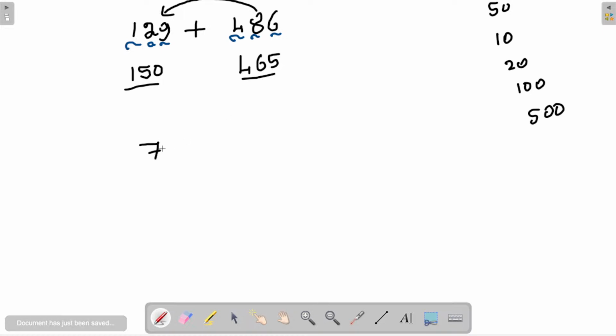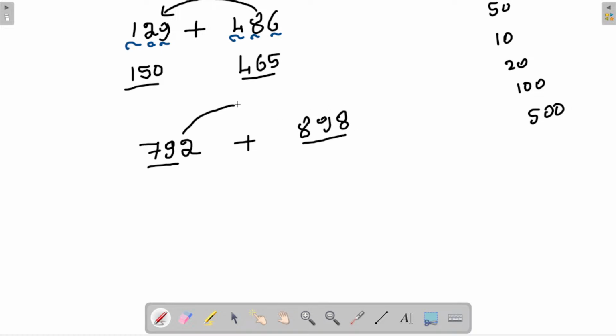For example, 792 plus 898. I have to add this. I can make this number beautiful, or this number beautiful. Any one number you can make beautiful. How much do you want to make it beautiful? 2. I will take 2 rupees first. Then this number will become 900, and this number will become 790.